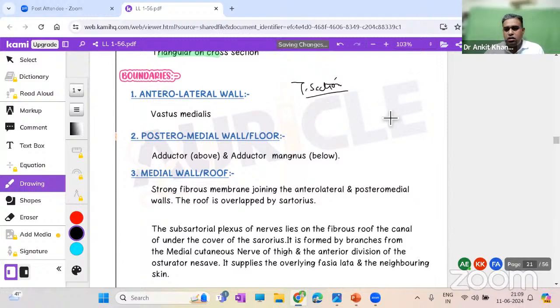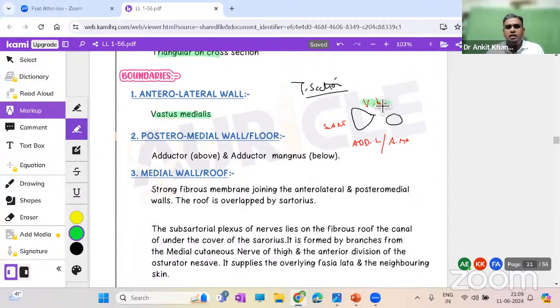So in a transverse section, you can make a femur like this, and over here you can make the small canal. On one side you can name the muscles: you have the vastus medialis on one side, the sartorius covering, and behind you have the adductor longus and adductor magnus. This is what you can write. So anterolaterally we have the vastus medialis. Behind we have the adductor longus and magnus, and the roof we have the sartorius over here. So this is the adductor canal, found in the medial part of the middle third of the thigh.